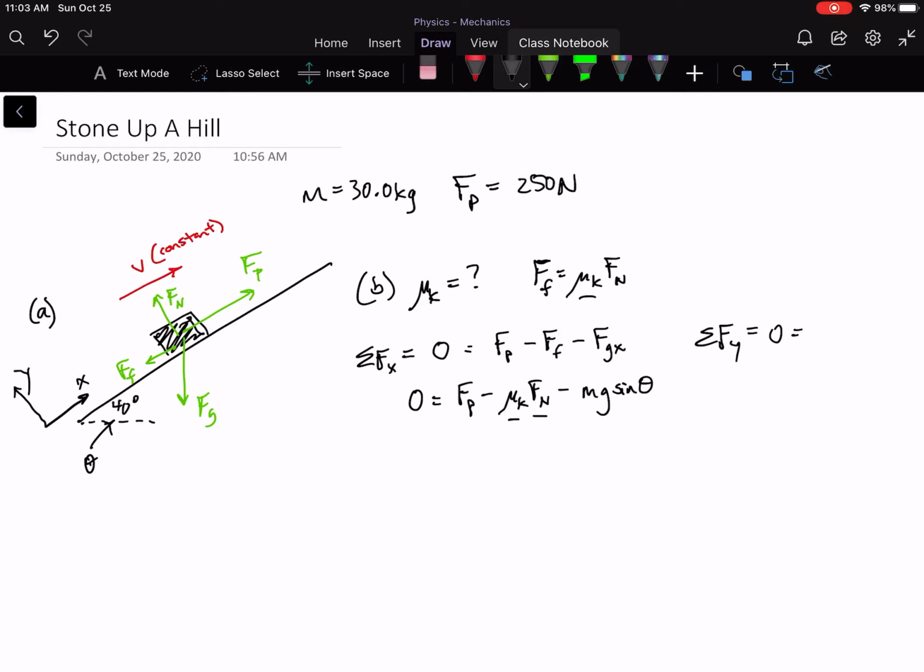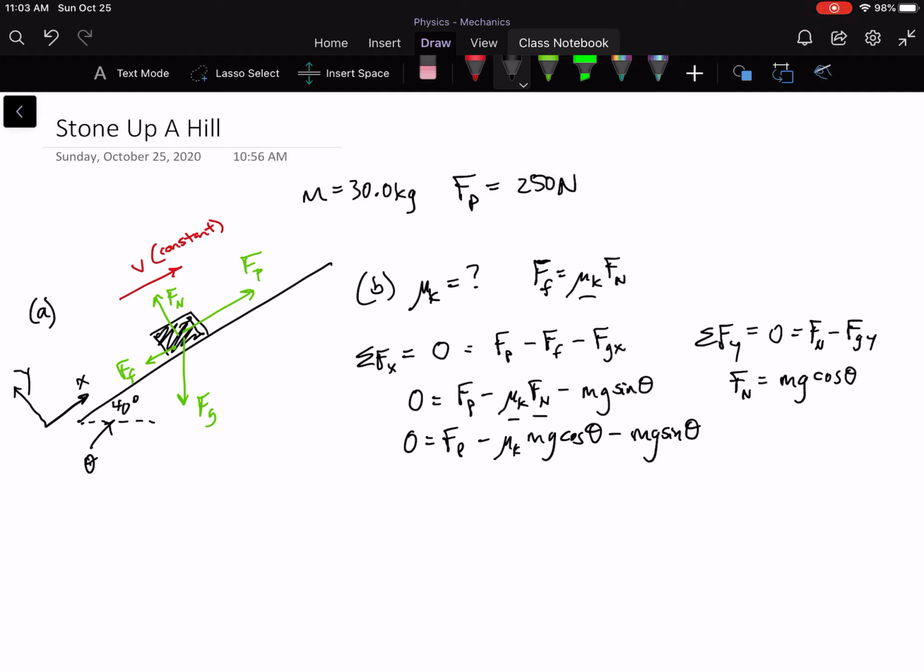We've got only two forces here that have components perpendicular to the incline. That means that F sub n is going to equal the magnitude of the y component of gravity, which is mg cosine theta. And so we can come over to this expression and substitute that in for the normal force.